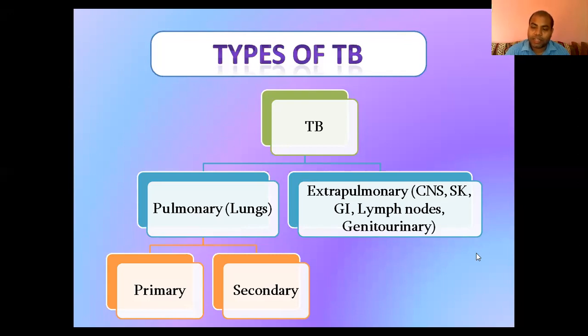As you have seen in the last lecture, the organs affected during TB are prominently the lungs. So if the infection is limited only to the lungs, it is classified as pulmonary TB. Whereas in extrapulmonary TB, the organs are different from the lungs, like the central nervous system, skeletal muscle, GI tract, lymph nodes, or genitourinary tract. So TB can spread beyond the lungs to these organs also, and then we classify it as extrapulmonary TB.